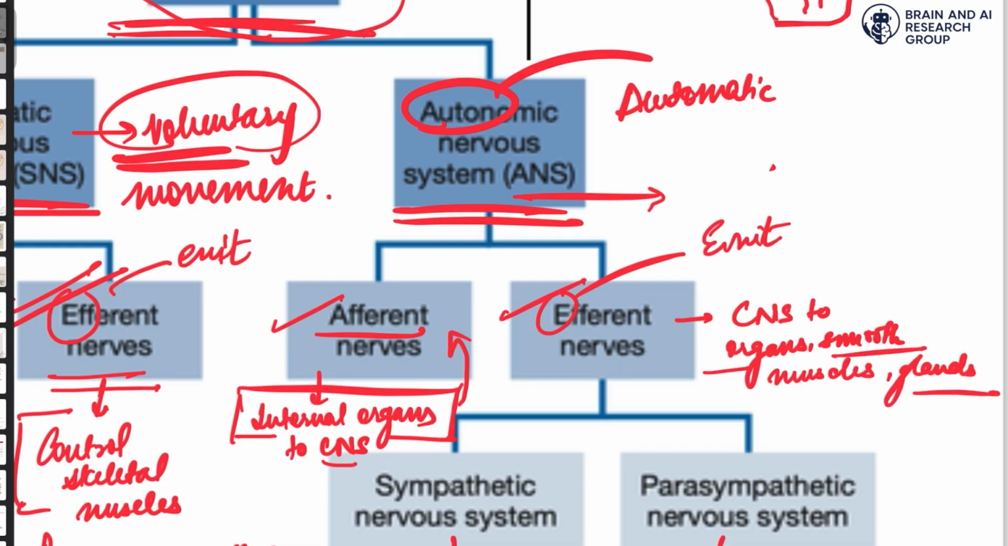All right, then comes the important bifurcation of your autonomic nervous system, which is your sympathetic nervous system and your parasympathetic nervous system. The parasympathetic nervous system talks about rest and relax, how your body needs to function when you are relaxing or when you are resting. And the sympathetic nervous system talks about the fight or flight response.